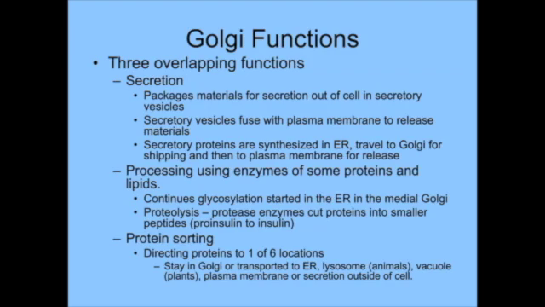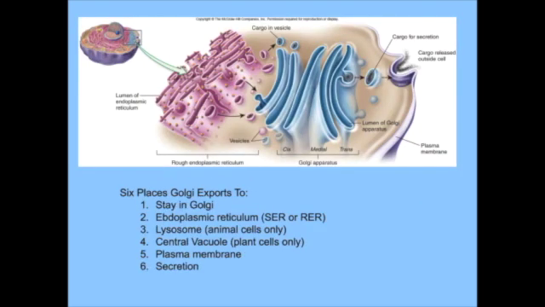It can take it to the lysosome in animals. We're going to learn about lysosomes in a little bit. It can take things to the central vacuole, which is a structure found only in plants. It can take things to embed them in the plasma membrane, or it can send things out for secretion. So here we are, our 6 places the Golgi exports to. Stay, endoplasmic reticulum, oh, little typo there, lysosome, central vacuole, plasma membrane, and secretion.